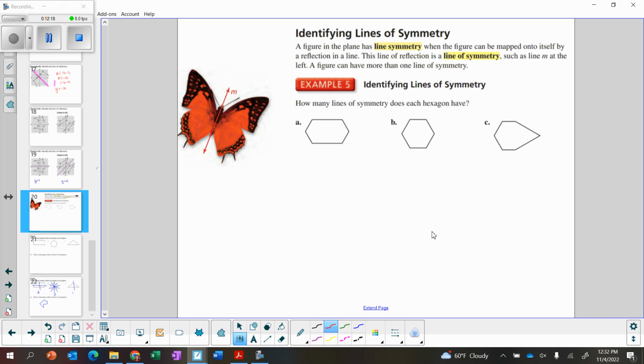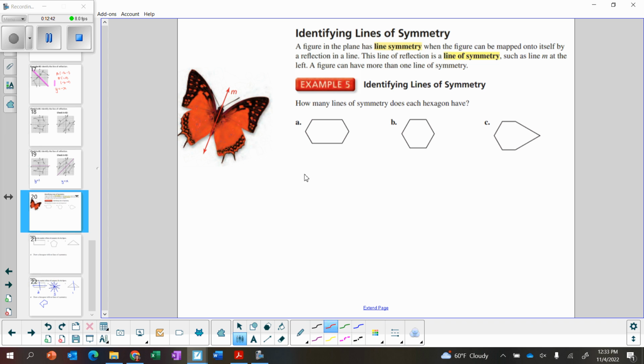And they're all hexagons. So in the first one, I can actually see that I can draw a line straight down the middle. And when I do that, I end up with one piece that looks like this and a matching piece that looks exactly the same on the other side. So I know for a fact that that would be considered a line of reflection.